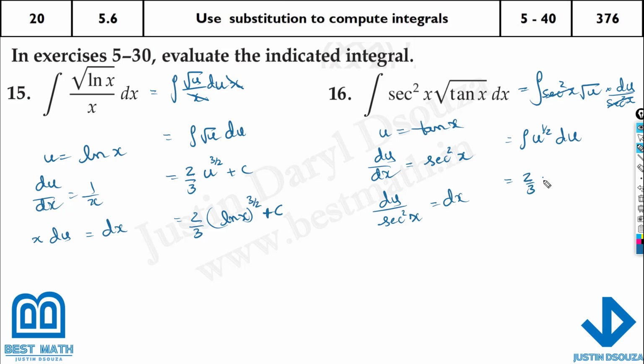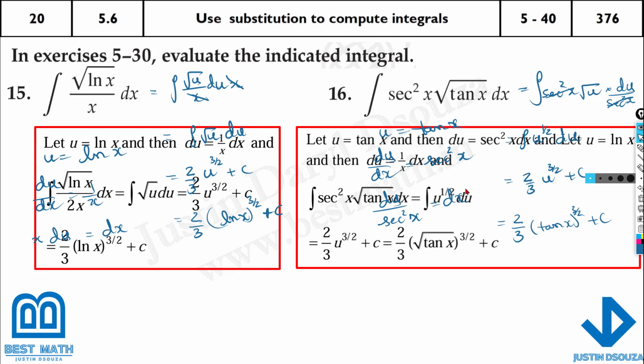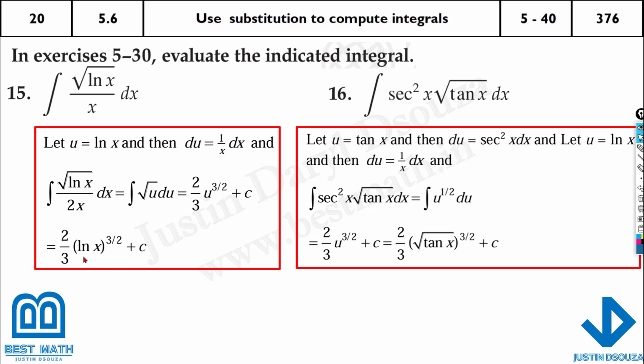It's 2/3 of u to the power 3 by 2 plus c. Now what happens is it's 2 by 3, and the u value which we assumed was tan x here, tan x to the power 3 by 2 plus c. So that is the answer. You can see the coefficients, plus c, everything is the same, but the terms differ: over here we have natural logarithm x, over here we have tangent x. So those are the final answers. You can see everything is the same, only the values differ.